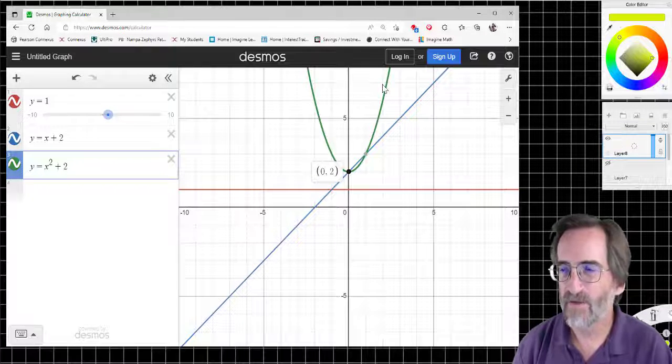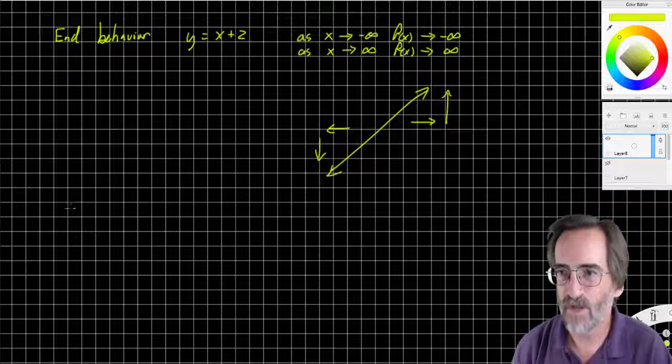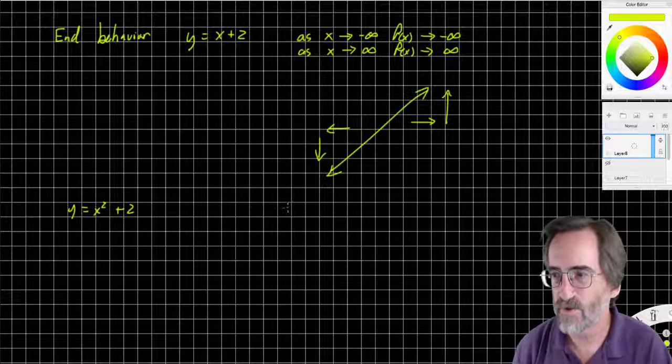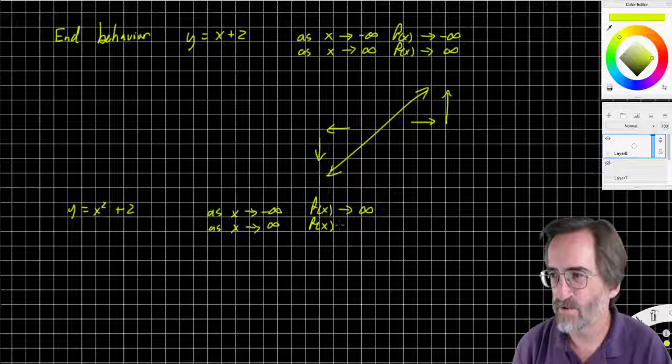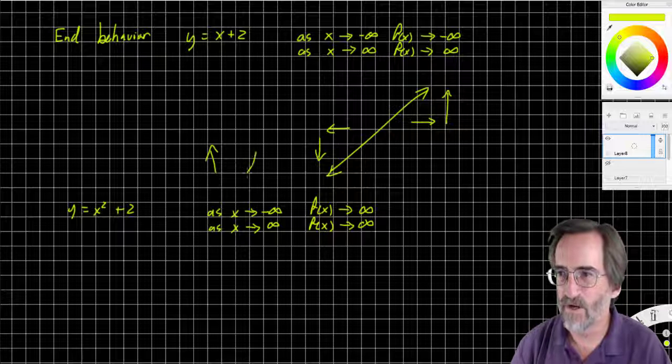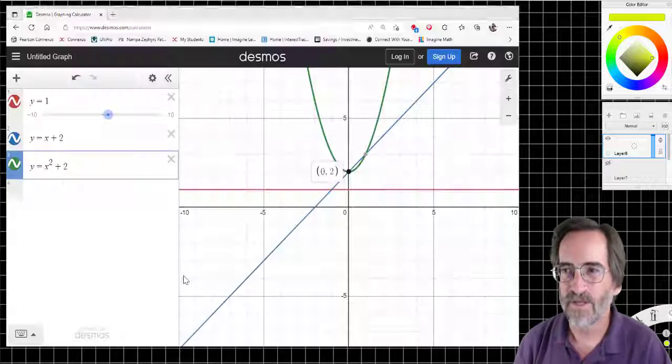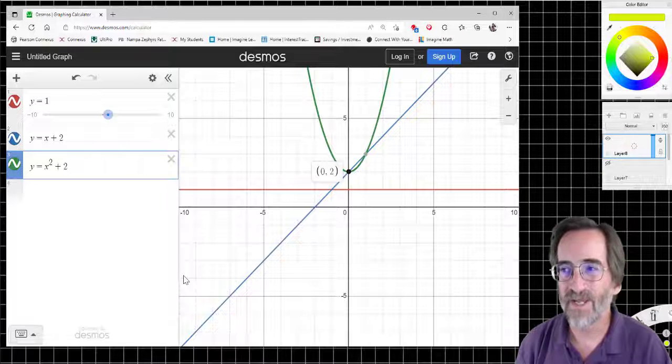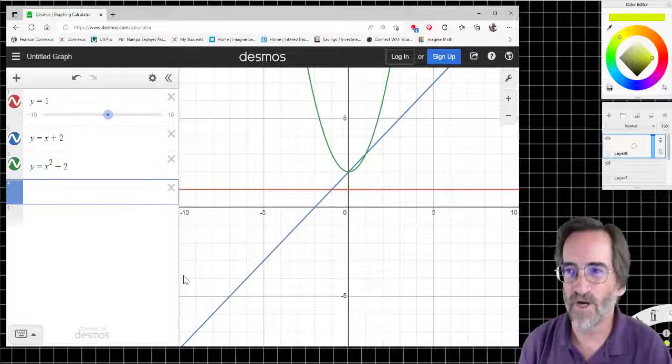Notice the end behavior, if we look at y equals x squared plus 2: as we go to the left, as x goes to negative infinity, f of x, or y, goes off to positive infinity. As x goes to the right, to positive infinity, f of x goes to positive infinity as well. Okay, so it goes up on the left and up on the right. That's its end behavior. So that's a 2nd-order polynomial function, what we call a quadratic function.